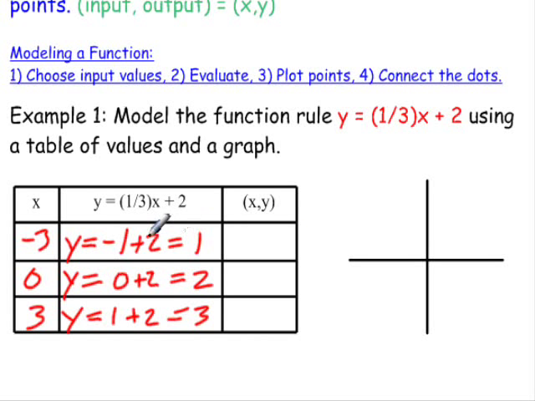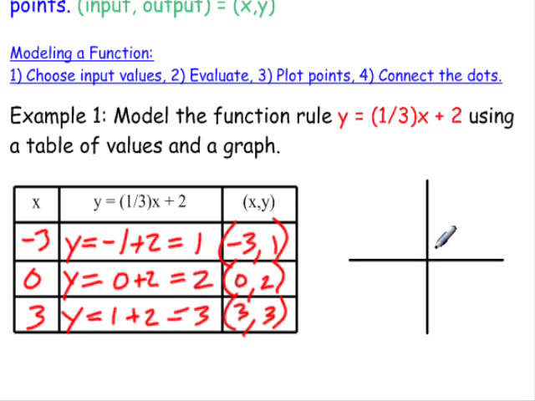Now I have my values. I have my inputs, I have my outputs, so now I can make an ordered pair. I can have -3, 1. Now I'm going to have 0, 2, and 3, 3. That's the coordinate points that were established based on our input and output values. Now we need to graph this. I finished my table of values. Now I need to graph it.